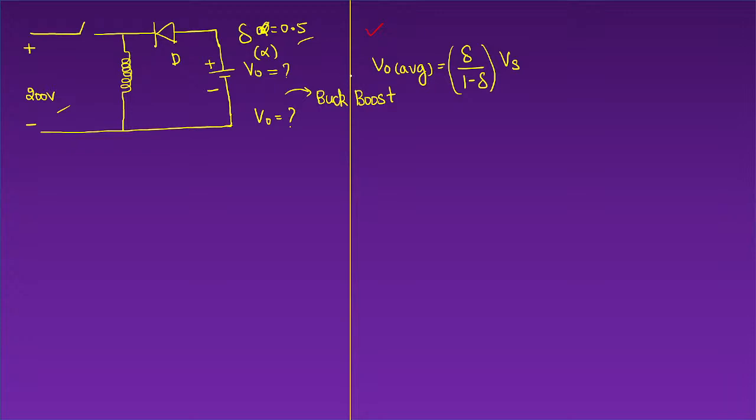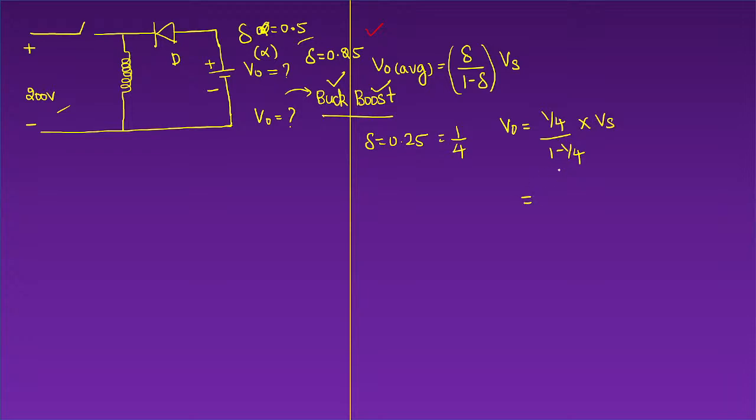This buck boost converter can act as a buck converter and it can also act as a boost converter. Suppose I keep the value of delta equal to 0.25, what can be the expected output voltage? Let us see. If delta is 0.25, it means 1 upon 4. Let us substitute that. Then the output voltage V0 will be delta, 1 by 4, upon 1 minus 1 by 4, which is 3 by 4, into supply voltage Vs.